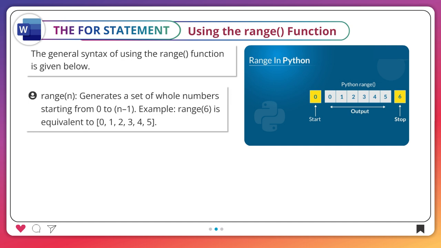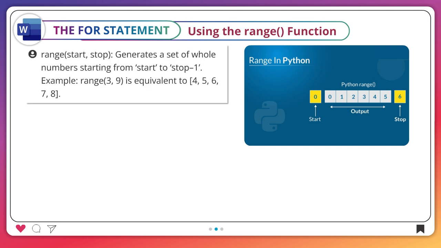range(n) generates a set of whole numbers starting from 0 to n-1. Example, range(6) is equivalent to 0, 1, 2, 3, 4, 5. range(start, stop) generates a set of whole numbers starting from start to stop-1. Example, range(3, 9) is equivalent to 3, 4, 5, 6, 7, 8.